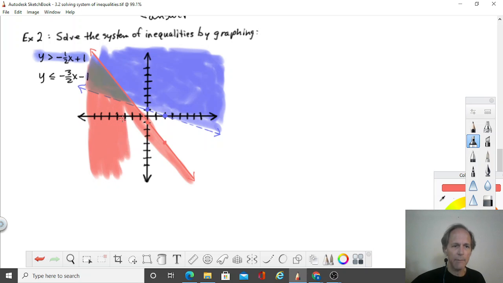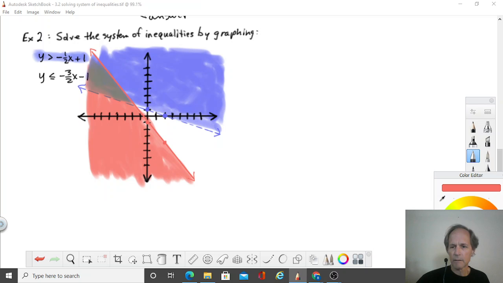And again, the overlap is the region where both are true. And that is, we can point it out right here. This overlap, we could call that the answer. That's the region of the Cartesian plane where both of these equations are true. I'm sorry, where both of these inequalities are true. Those x's and y's in that region where the two overlap.